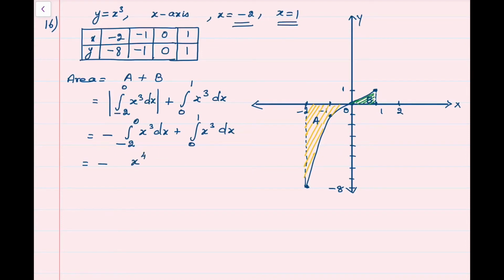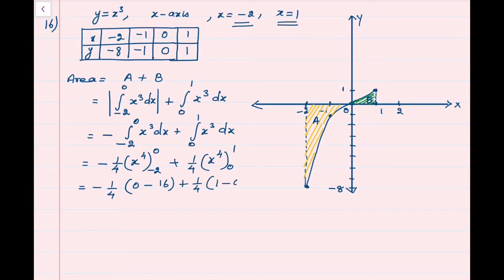Integral of x cube is x power 4 divided by 4 and the limits are minus 2 to 0. X power 4 divided by 4, the limits are 0 to 1. Minus 1 by 4 times 0 minus minus 2 whole power 4 is 16. 1 by 4 times 1 minus 0. This is 4 plus 1 by 4. The answer is 17 divided by 4 square units. The correct option is D.